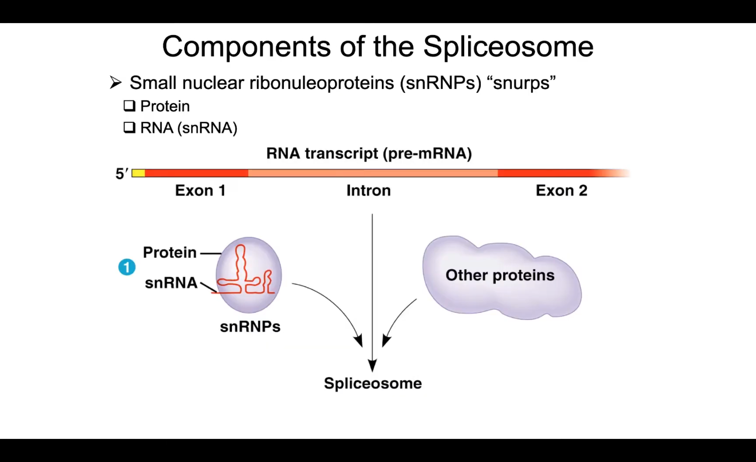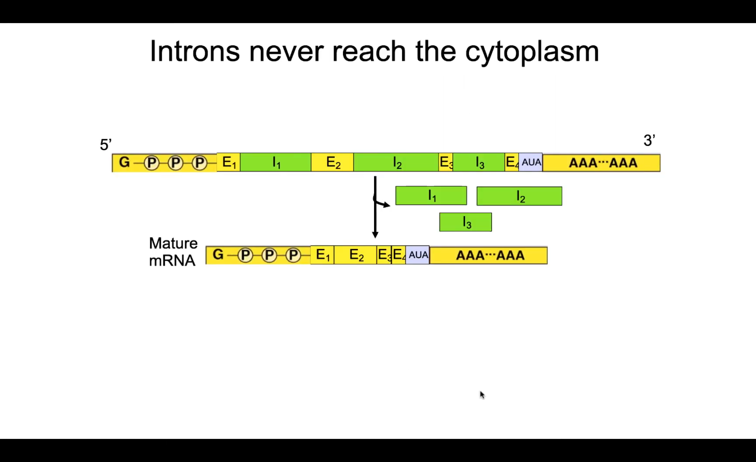So by the end of this, then what you have, after all of the modifications are done, you have this mature messenger RNA in which all of the introns have been removed, all of the exons are stuck together. The 5' end has the G cap, and the 3' end has the poly A tail. At that point, the messenger RNA is ready to move to the cytoplasm for translation, and that is the subject of the next video.